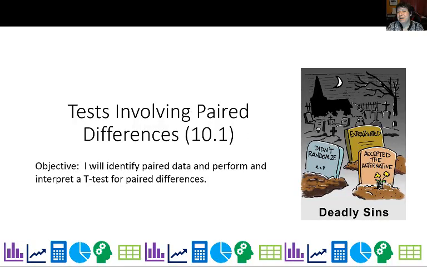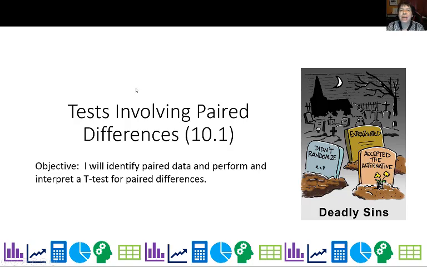Well, you may or may not like this cartoon showing the deadly sins of statistics. Someone didn't randomize. They accepted the alternative instead of failing to reject, and extrapolated, which goes back to linear regression.